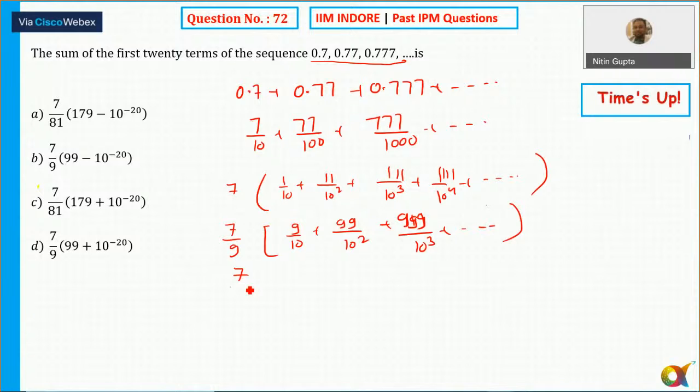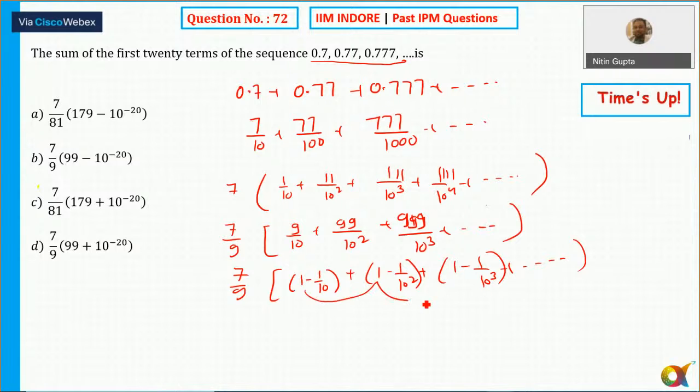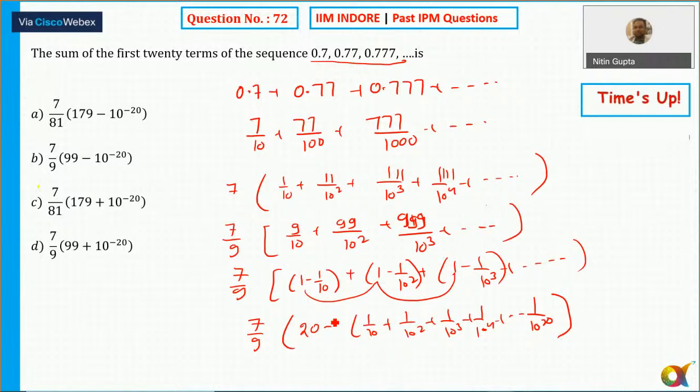So 7 by 9. 9 by 10 is 1 minus 1 by 10. 99 by 100 is equal to 1 minus 1 by 10 square. 99 by 1000 is 1 minus 1 by 10 cube and so on. So remember, I'm adding 20 terms. So I'll get 7 by 9 into 20 minus, I have taken minus as common, 1 upon 10 plus 1 upon 10 square plus 1 upon 10 raised to power 4 and so on till 1 upon 10 raised to power 20. A series of GP. Okay, so it's a series of GP.